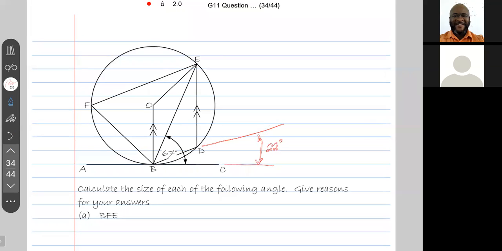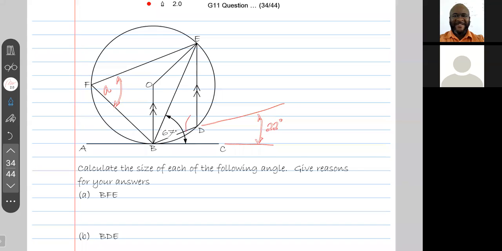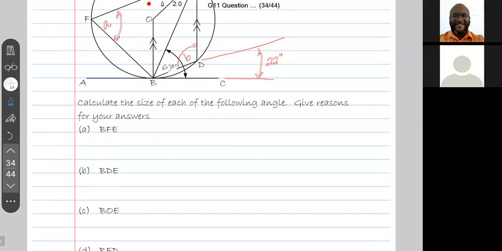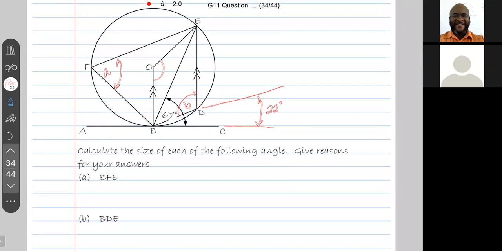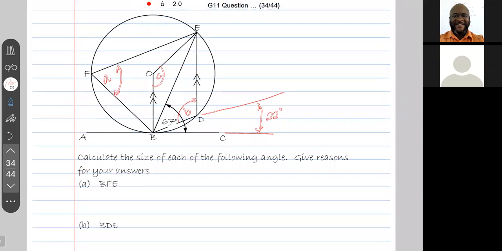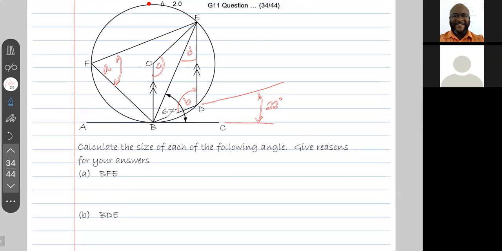We're asked to calculate the size of each of the following angles, giving reasons for your answer. We need BFE, this angle here. So this is angle A. We need BDE, that's this angle here. So this is angle B. Then we need BOE, this angle here. So that is C. And we need BED, that's this angle here. So that is D. Any other? No, it seems like that is it.